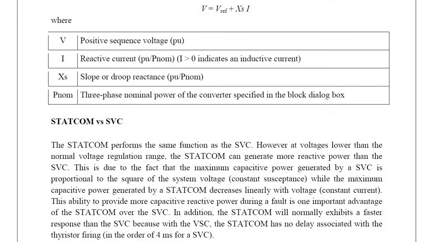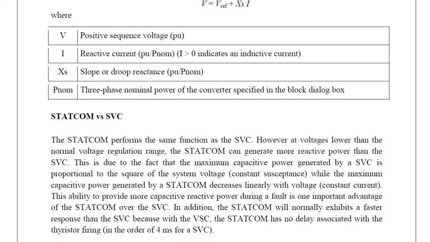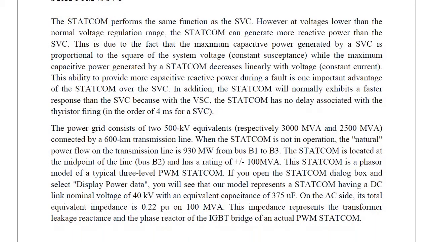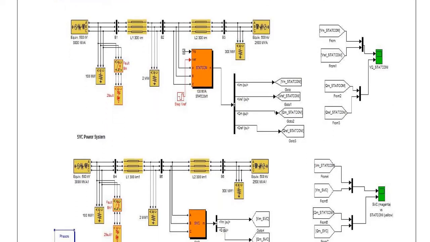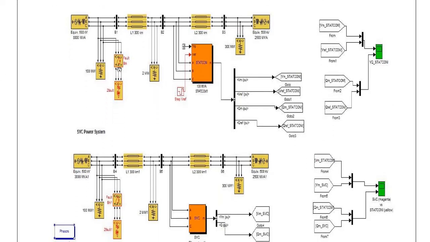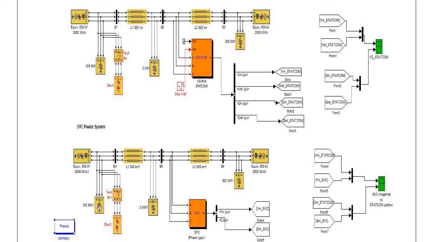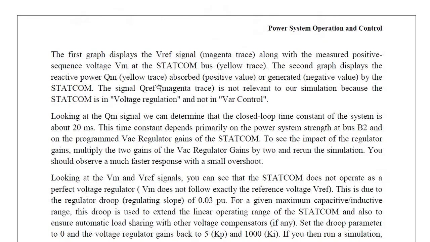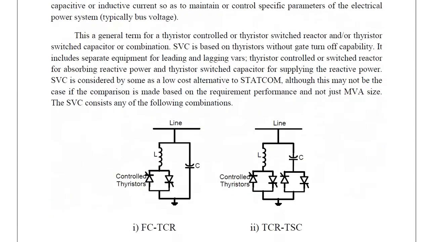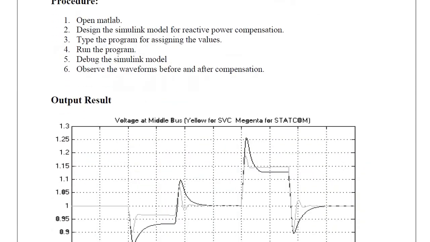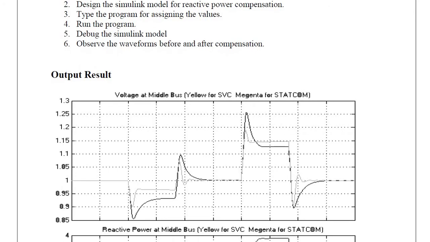This is the difference between STATCOM versus SVC. This is the simulation diagram. This is the STATCOM diagram and this is the SVC. Okay, now here this is the symbolic diagram. Now we need the output of STATCOM. Okay, now this is the output result of STATCOM.